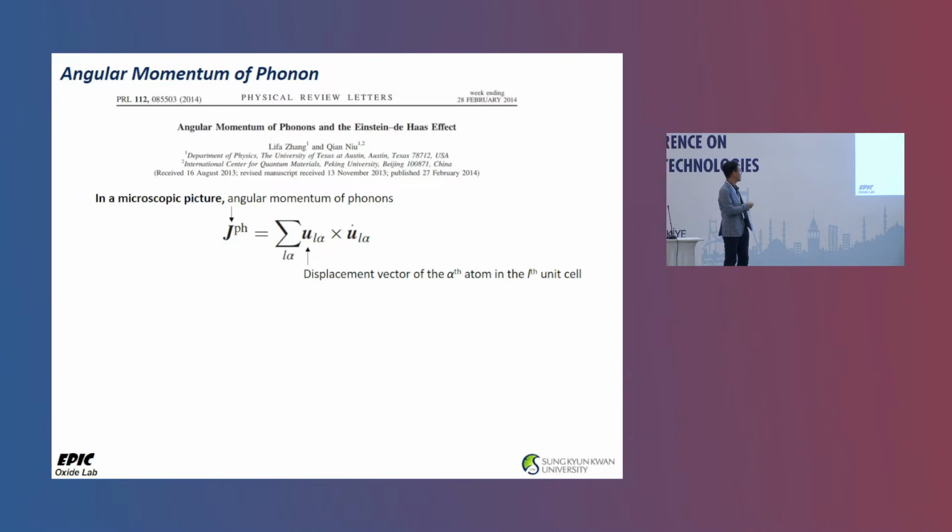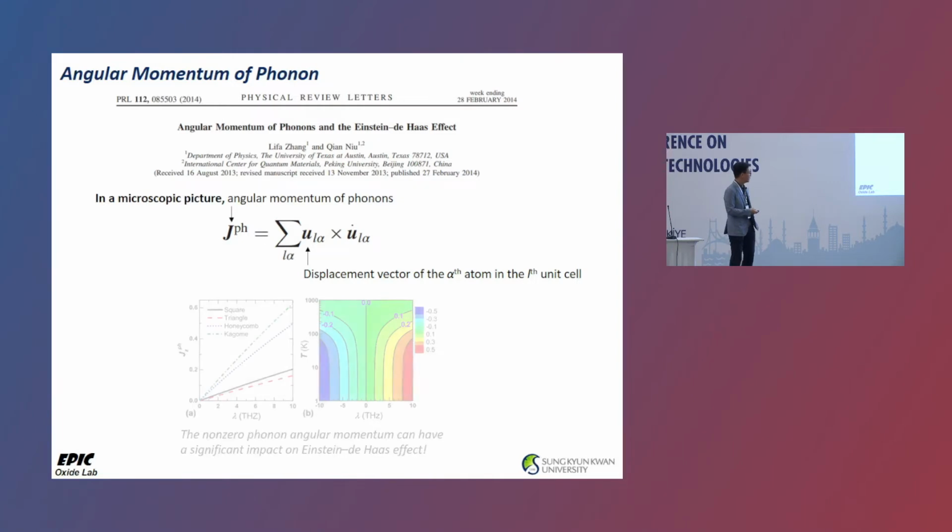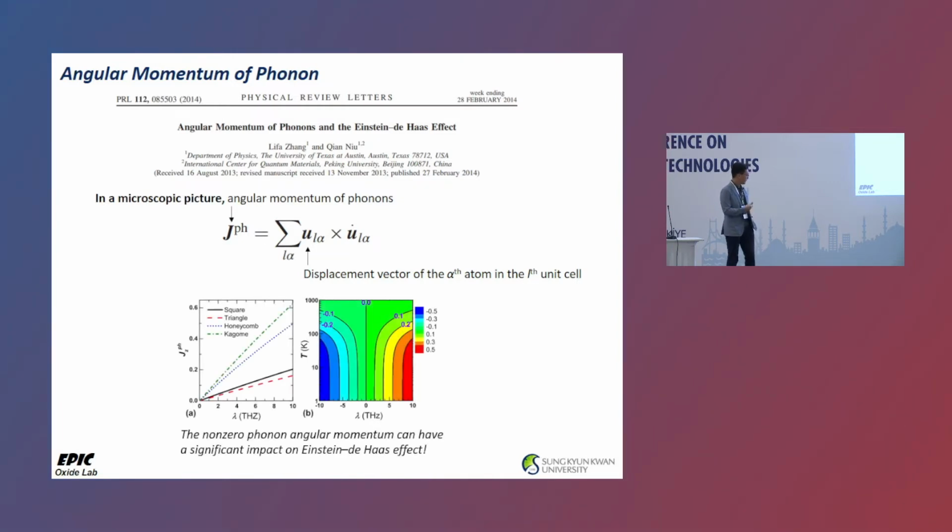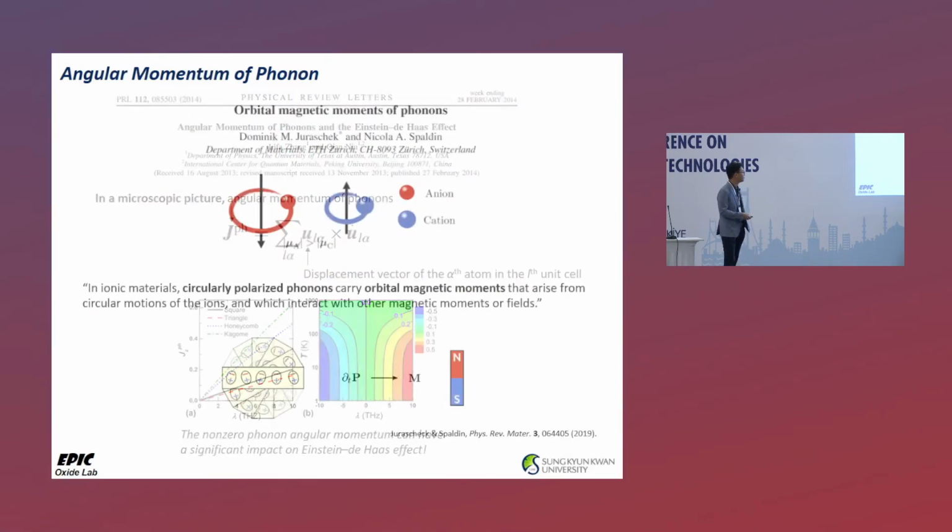basically, you write the microscopic picture of the angular momentum of phonons. This is the displacement, and you have a velocity vector, and you get the angular momentum. And they do show, at least theoretically, that they can have some Einstein-de Haas effect. So again, the emergence of microscopic phonon chirality into larger-scale macroscopic angular momentum.